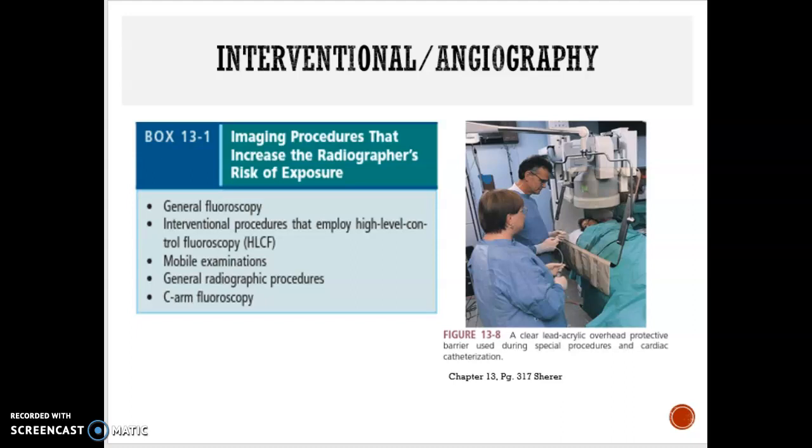Examples of these lengthy exams include when an orthopedic surgeon is performing an open reduction of a fractured hip in the operating room, or a vascular surgeon is performing an interventional procedure, maybe looking for an aortic aneurysm. Now, when the radiographer and other medical personnel participate in these lengthy procedures that require the tube to be energized for long periods of time, they are subject to an increased radiation exposure.